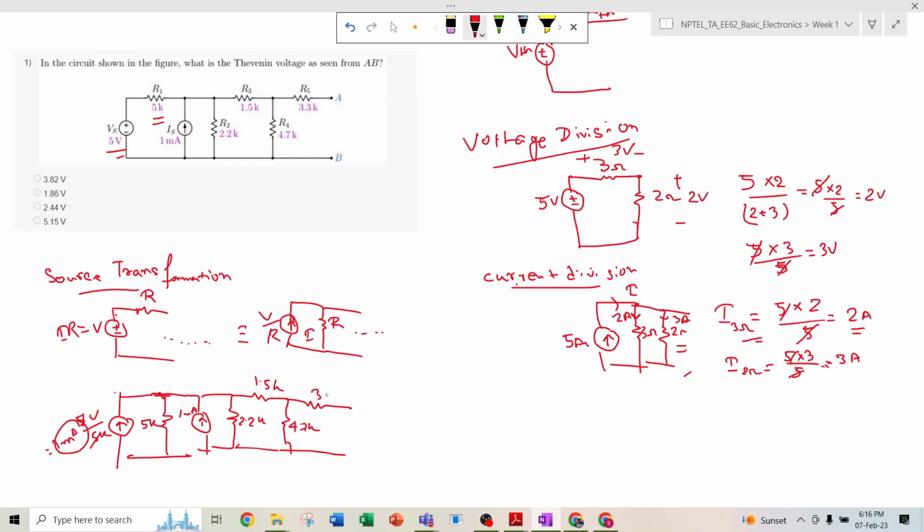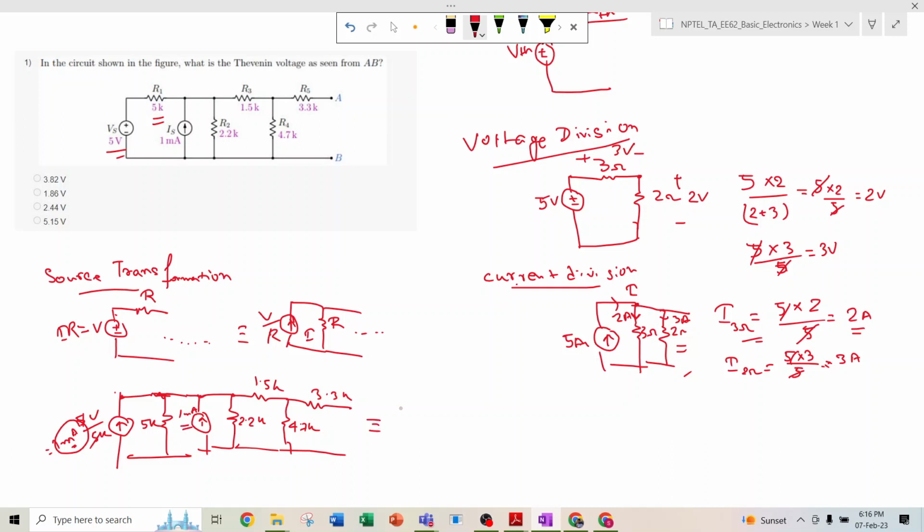and here 3.3k. So see one thing, that it is a node, it is also a node. These four nodes are basically the same node. We can denote it with a single node because there is no resistance or anything like that. So the voltage across these nodes is the same. So in this node, this 1 milliampere current is coming and this 1 milliampere current is coming.